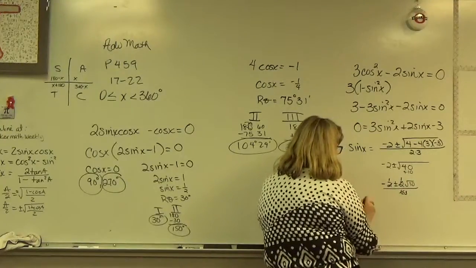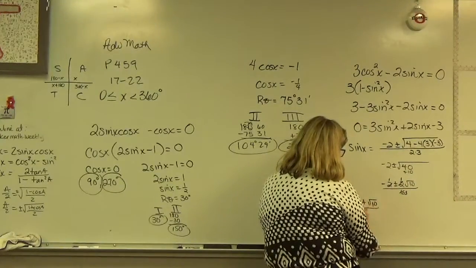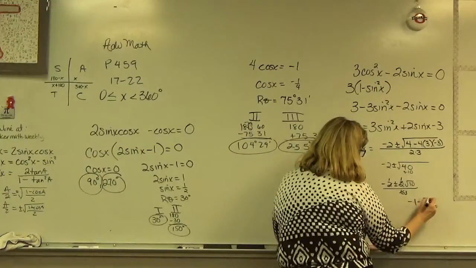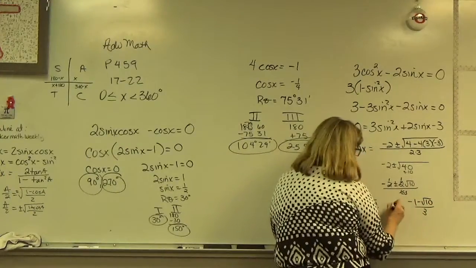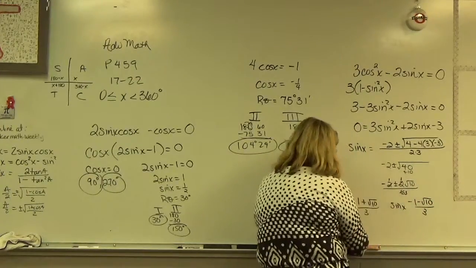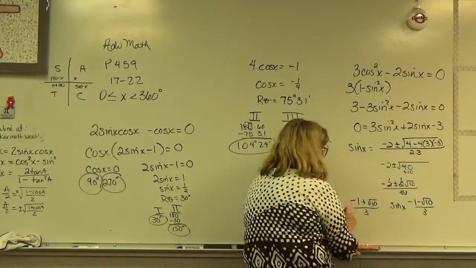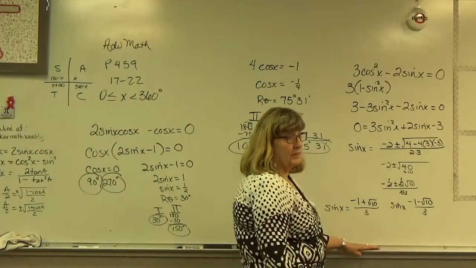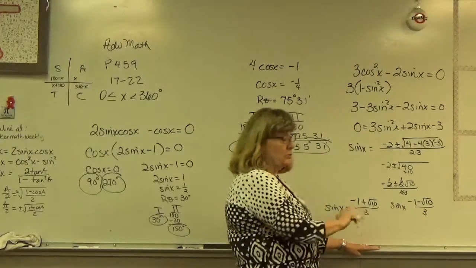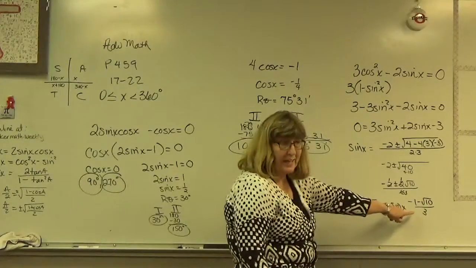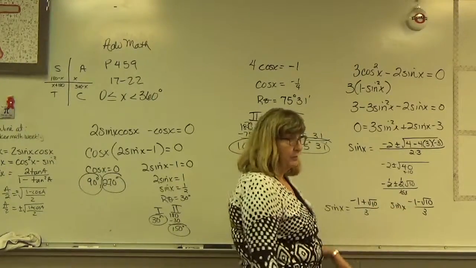So I've got negative 1 plus the square root of 10 over 3, and negative 1 minus the square root of 10 over 3. That is all equal to the sine. So now you have to find the reference angle that goes with it. And I know you don't have many that do this today, but Monday we will have a few.